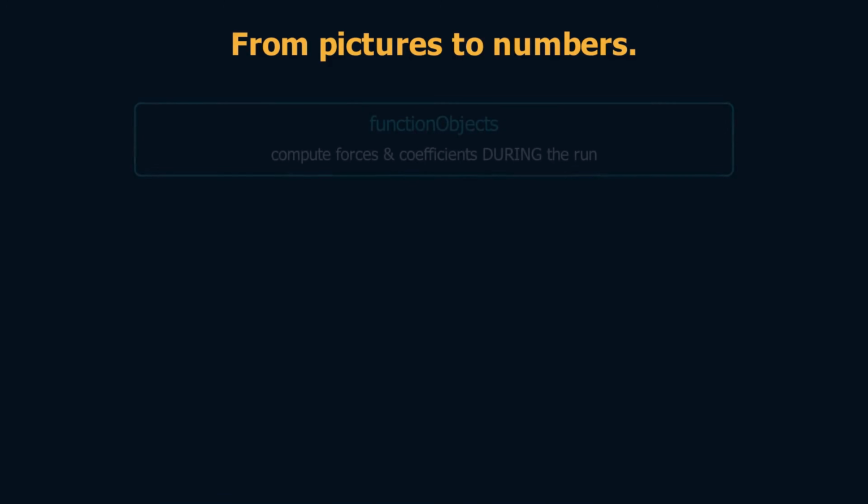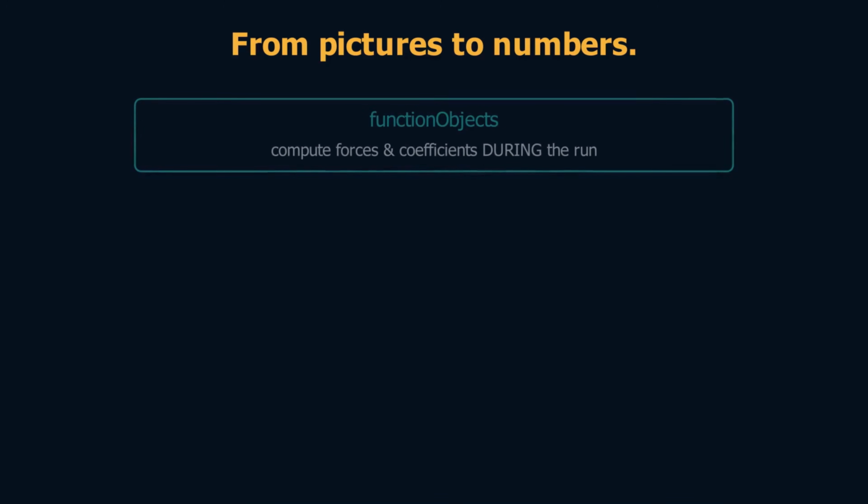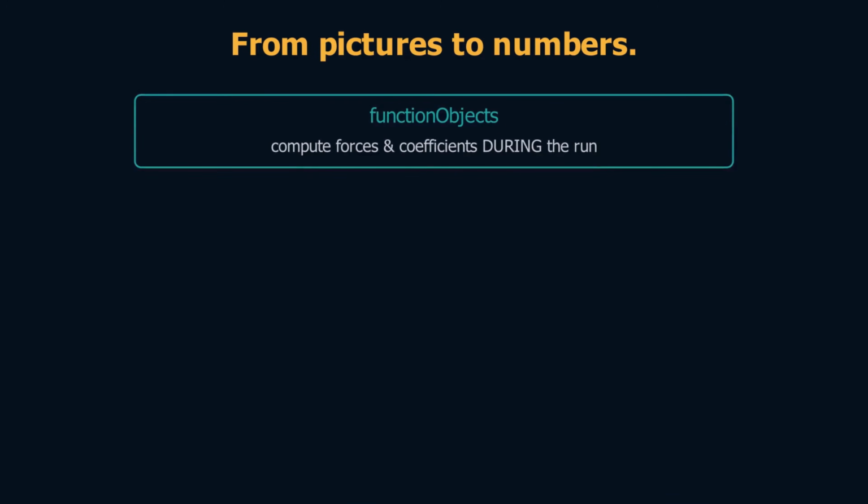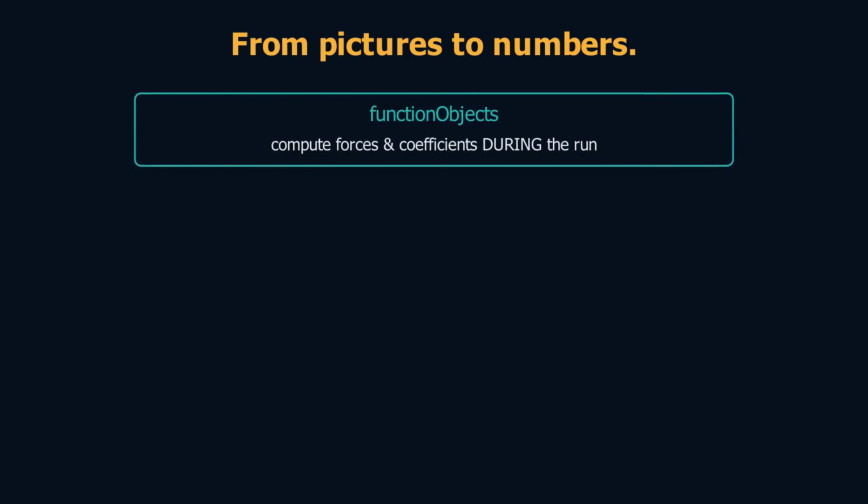Now the part that separates an engineer from a hobbyist. Pretty pictures are nice, but you need numbers. Here's how you pull hard data out of a simulation. The best one runs while you solve: functionObjects. Add a forces or forceCoeffs entry to controlDict and OpenFOAM computes drag and lift every step, no post-processing needed. Your report numbers write themselves.